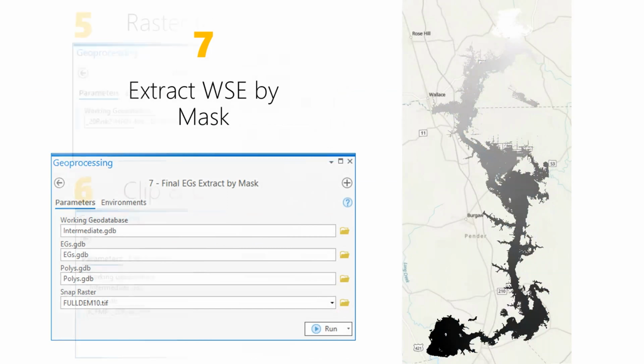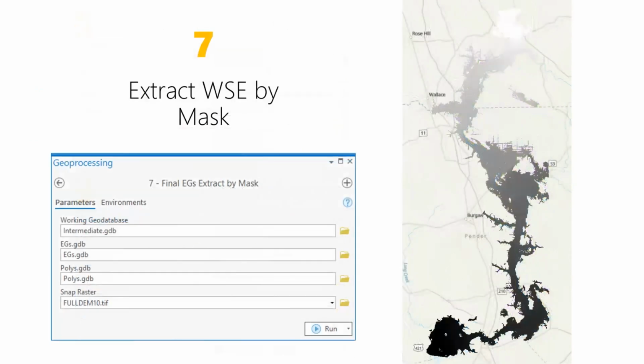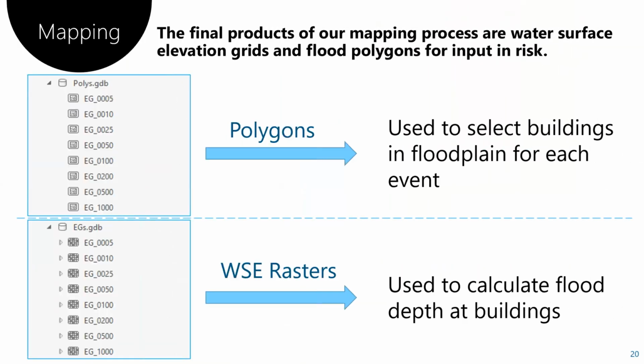And so all this is doing is taking our floodplain polygons, and it's going to extract the polygon from the water surface elevation raster. So we have our defined floodplain. All of this gives us these products, which we're going to run through our risk analysis. So we have our polygons, and those are used to select the buildings in the floodplain for each event. And then we have our water surface elevation rasters. Those are going to be used to calculate our flood depth at our buildings.